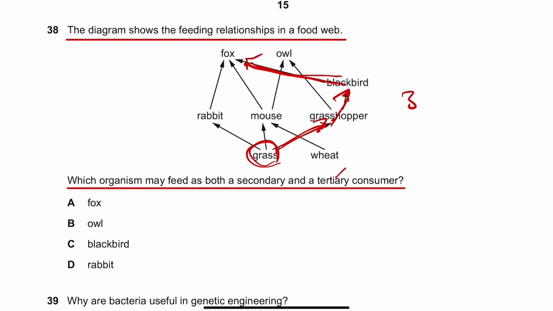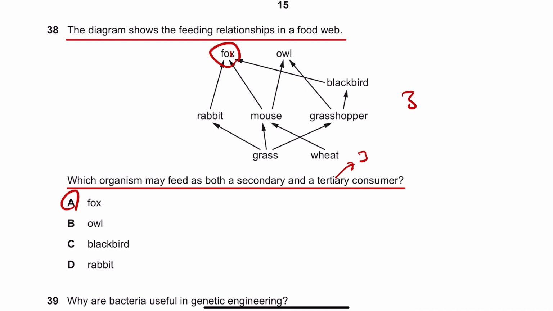arrows. Tertiary means three. So yes, fox, first of all, is a tertiary consumer. Probably will be the only tertiary consumer in this food web. And so I would just go for A first, but let's just check if it's also secondary consumer.